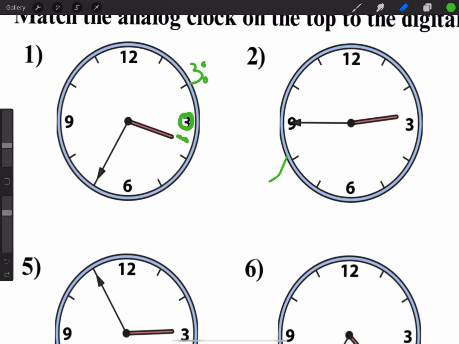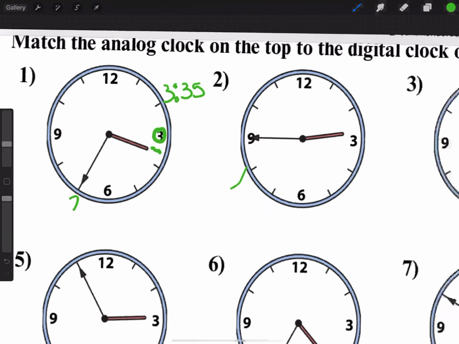I'll just leave it. So we have, let's see, this is at 12. Oh, there's no numbers there, but I know this is 1. This is 1, 2, 3, 4, 5, 6, and after 6 is 7. So this would be 7. Now, remember what I told you? These are increments of 5. So this is 3:35. Okay? Let's go to the next one.